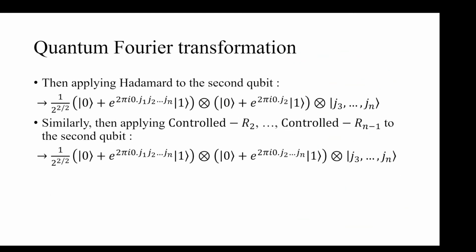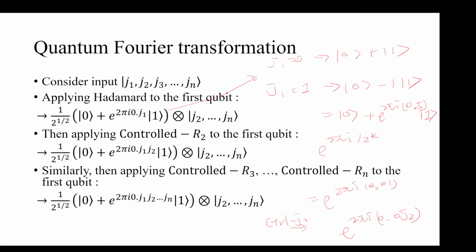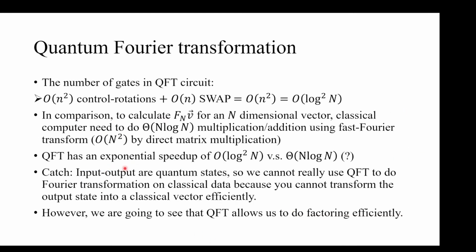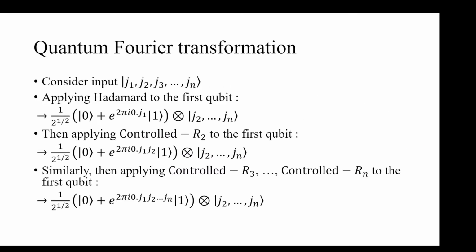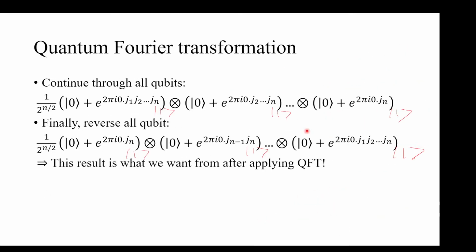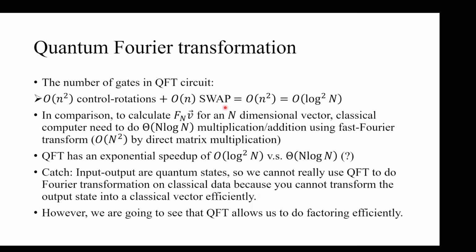That's n times n plus 1 over 2, so order n squared controlled gates or Hadamards. And then at the end we have the swap gates. There are order n of them, because you want to swap all the ordering: you swap the first one with the last one, the second one with the second to last, etc. Anyway, in the end you have order n squared gates in terms of small n, and if you want to talk about big N, that's order log squared N.